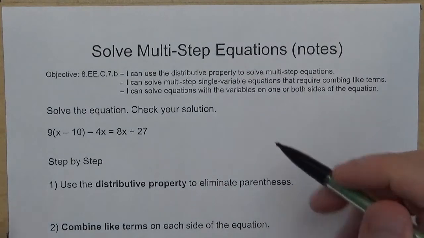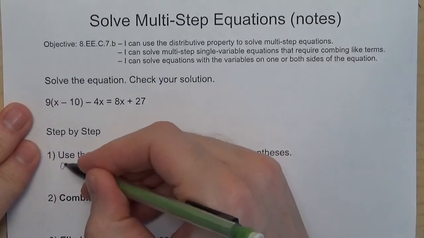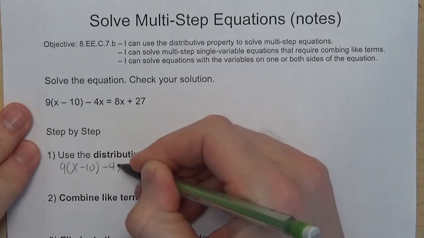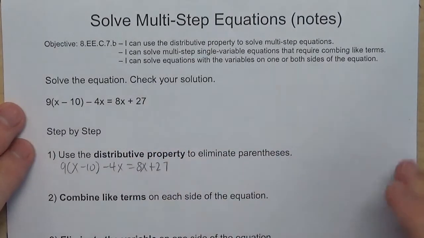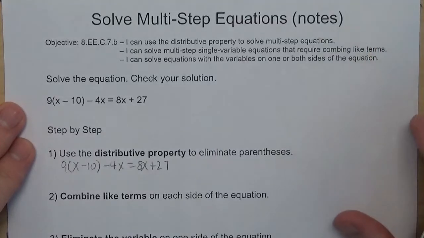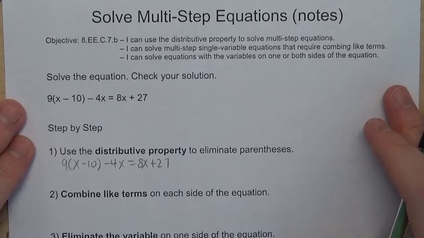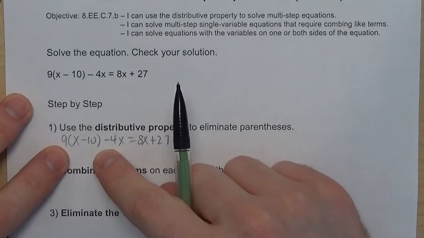This is our example equation. I want you to go ahead and copy it underneath step number 1 here. 9 and then parentheses x minus 10, minus 4x equals 8x plus 27. The first thing we want to look for when solving a multi-step equation is, are there parentheses? If there are, that's the first thing we need to eliminate. So there's only one set of parentheses here.